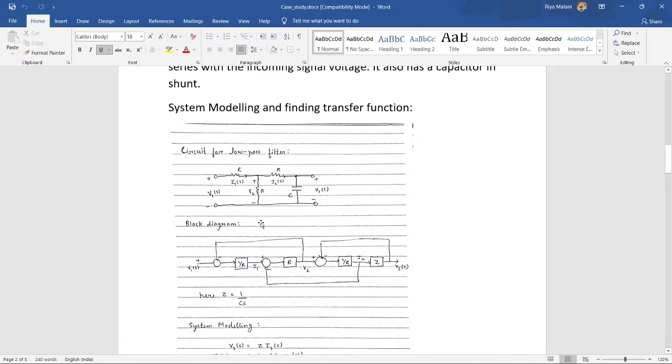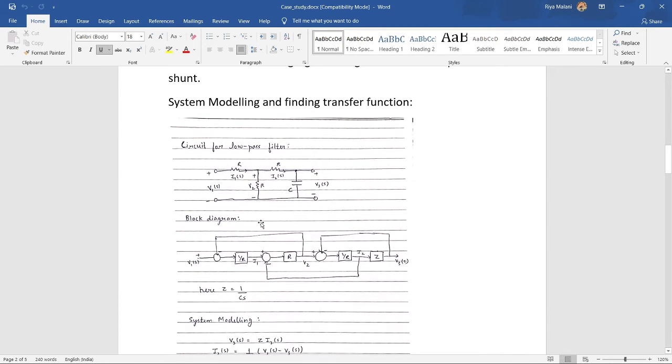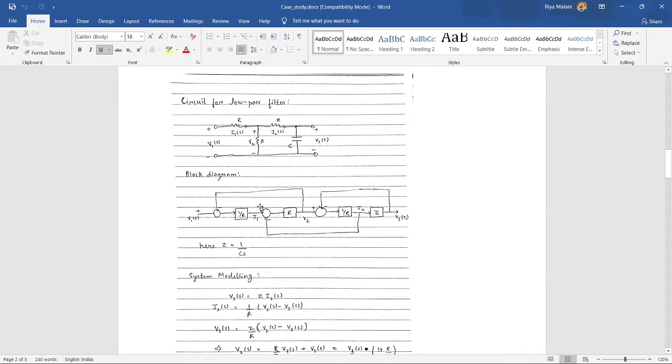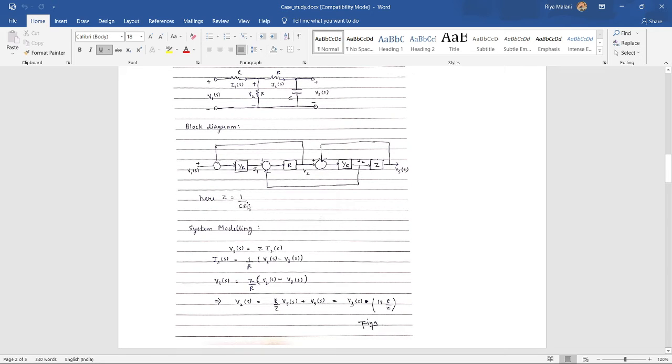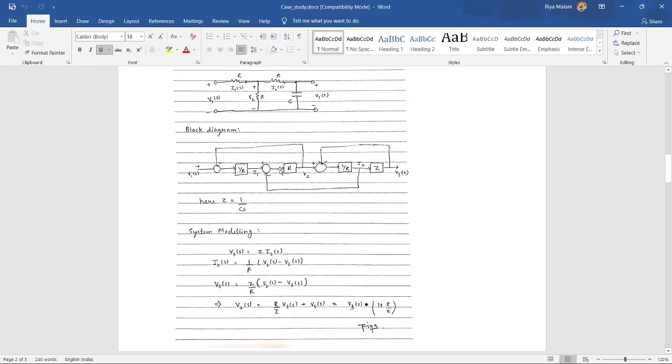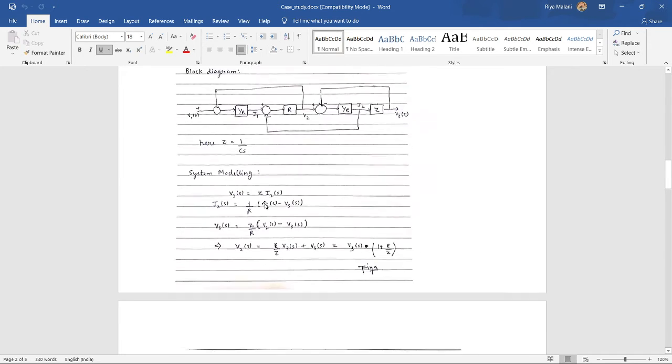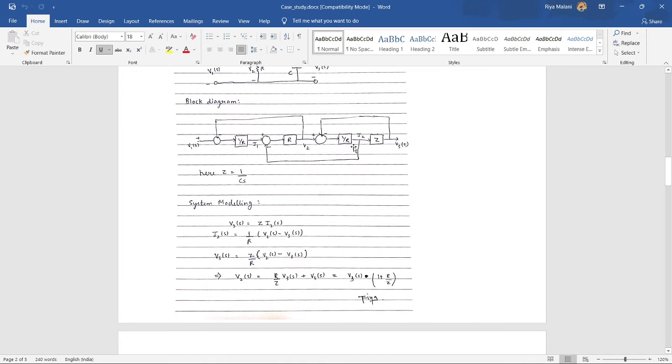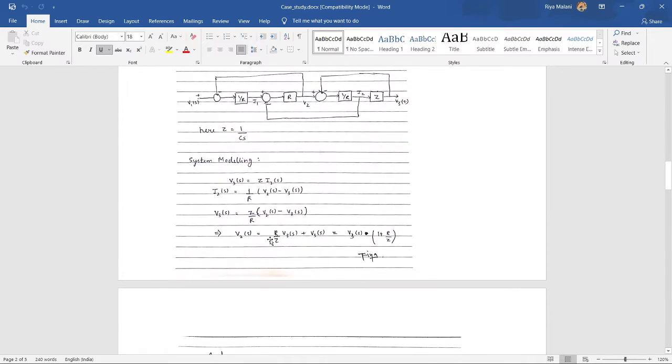So for finding the transfer function and for modeling the system, I have converted it into a block diagram where Z is equal to just 1 by C into s, and here all of the currents and voltages are in s domain. Now I have taken three loops and I have written the equations.